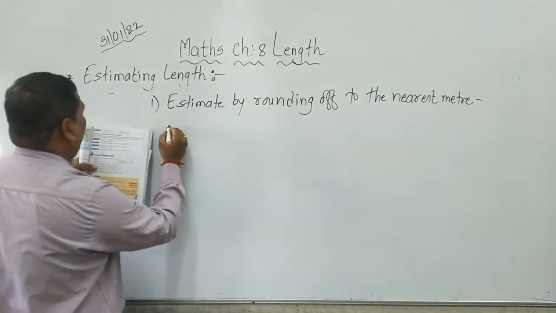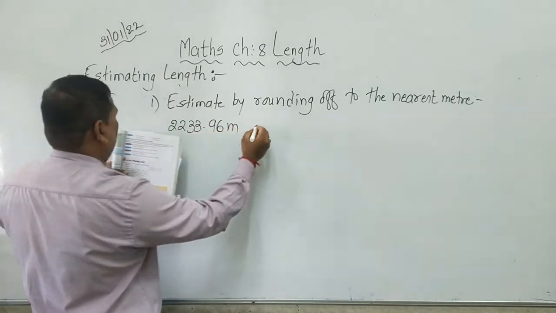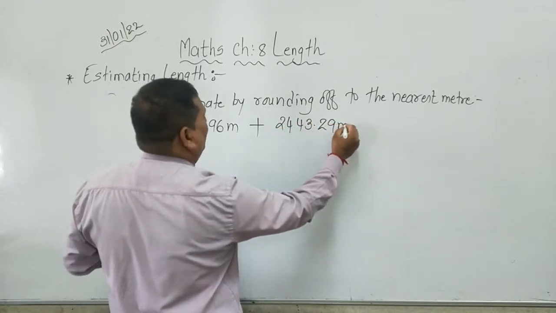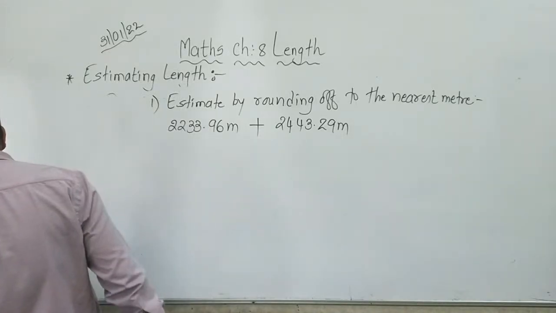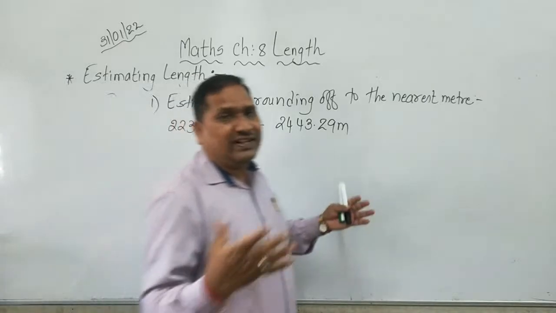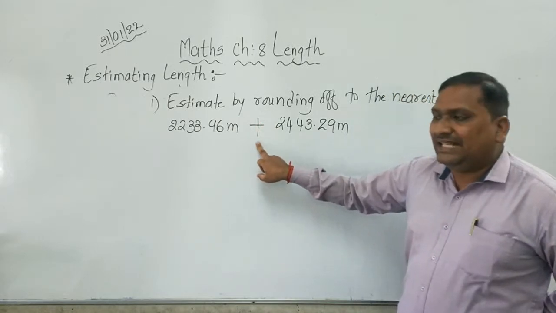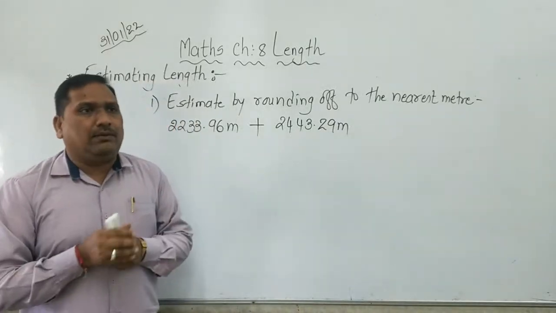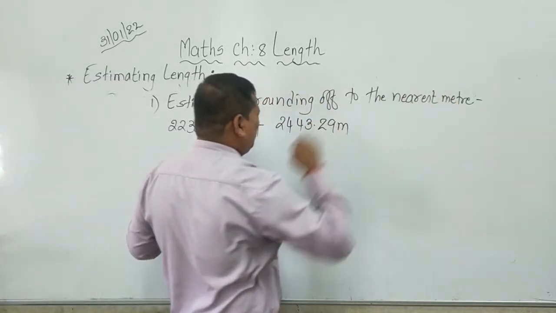And what has been given? 223.96 meter plus 2443.29 meter. Over here what we have to do, students? We have to either find the sum or subtract, or find the difference. So in our first example, which sign is given? It is addition. So that means we have to find the total. But when will we find the total? After rounding off to the nearest meter.